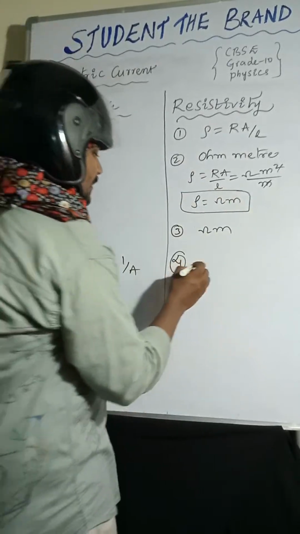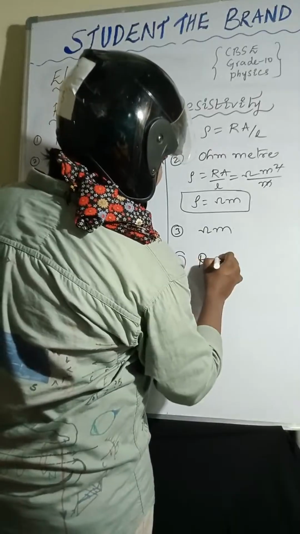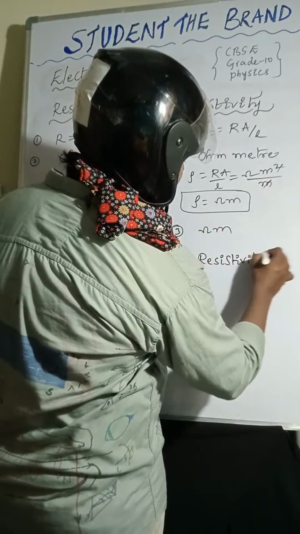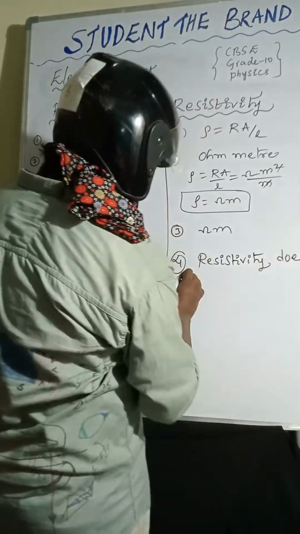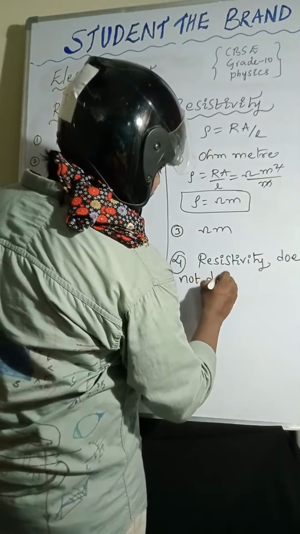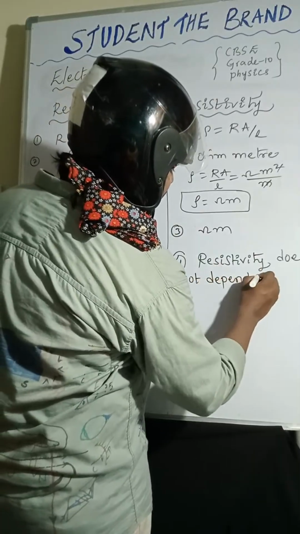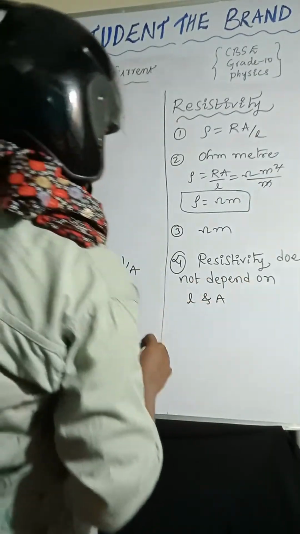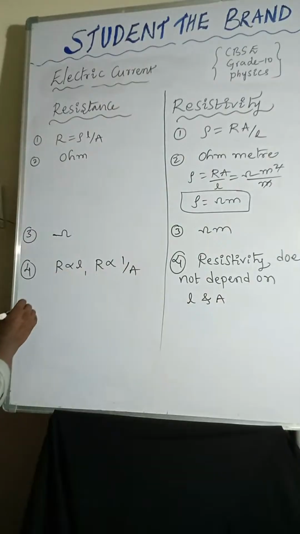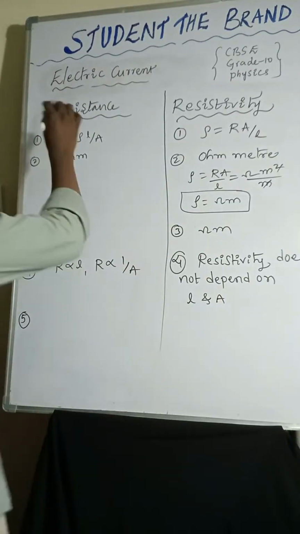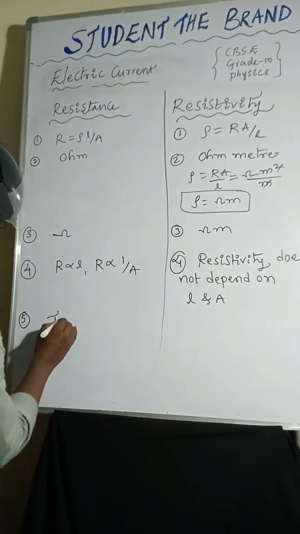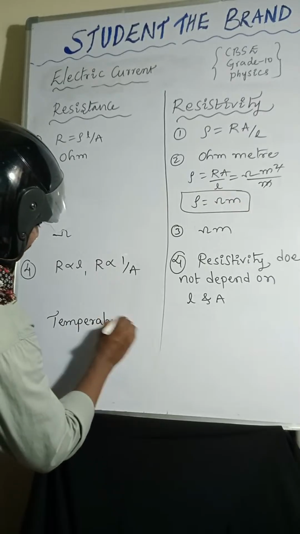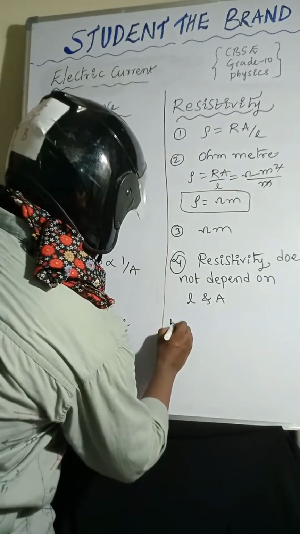So resistivity does not depend on length and area. Fifth one, resistivity depends on temperature. Resistivity also depends on temperature.